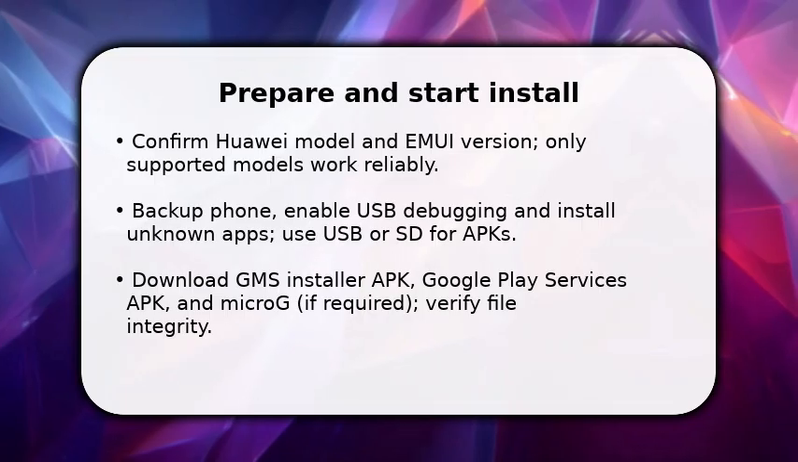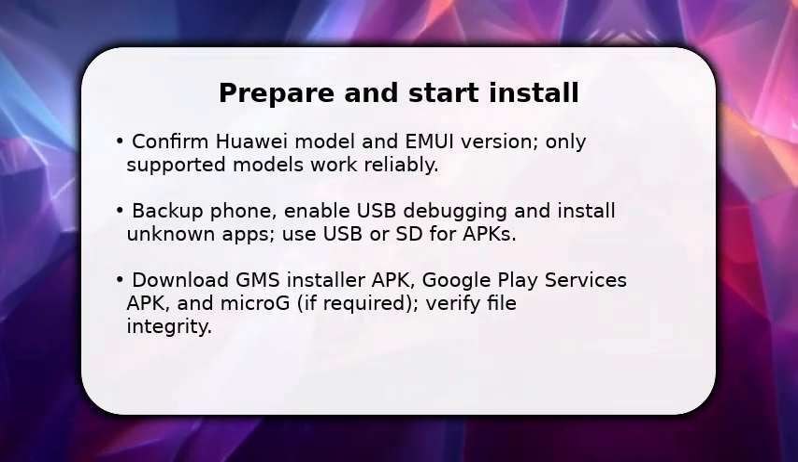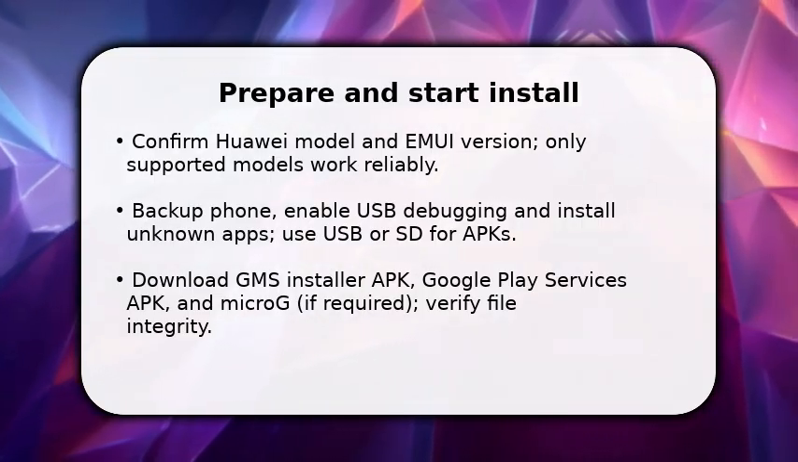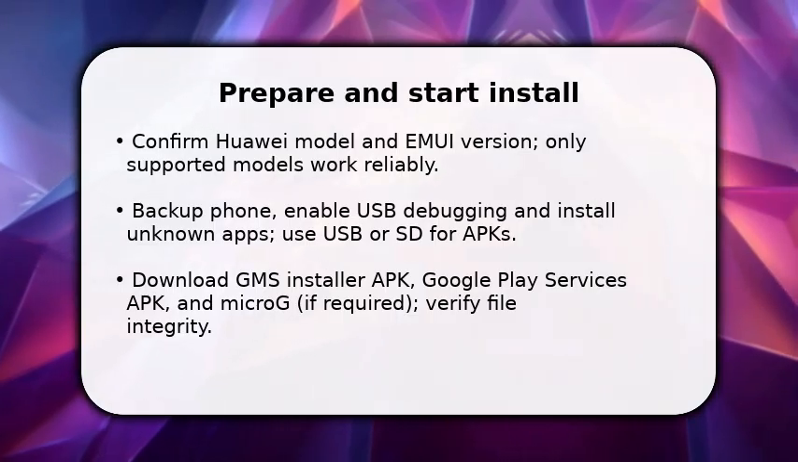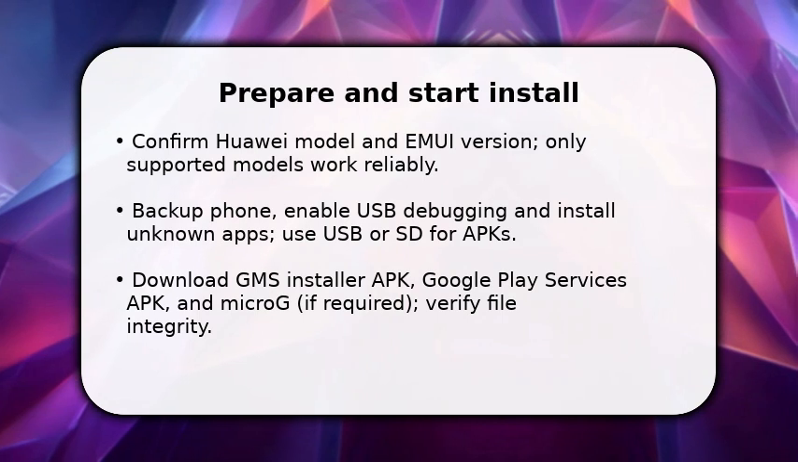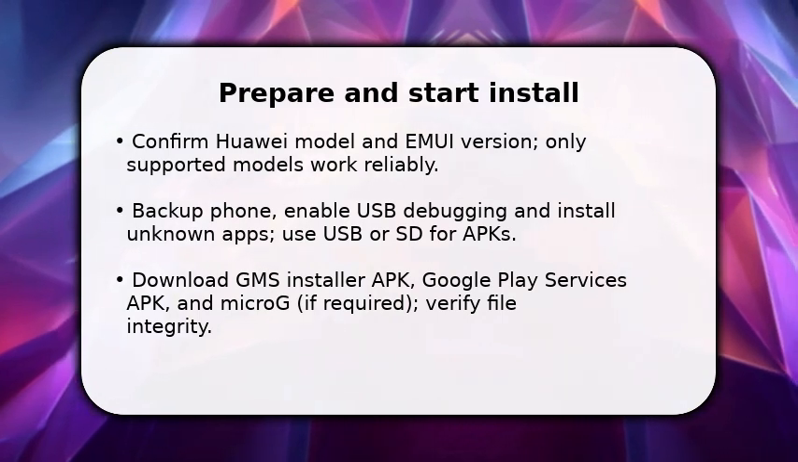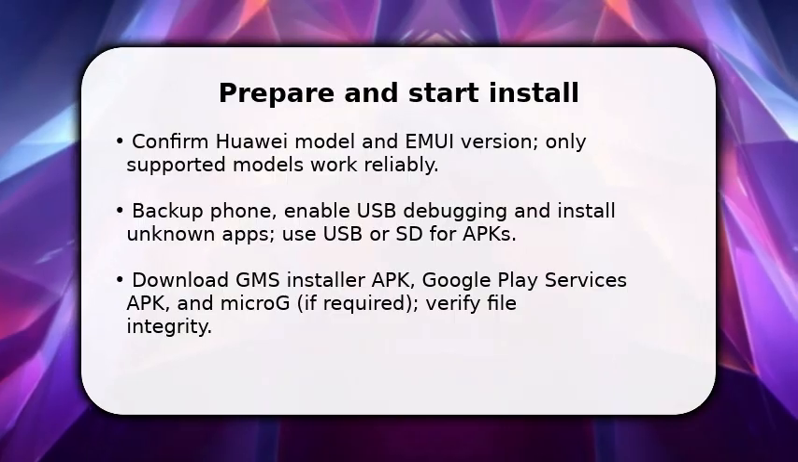Next, download 3 essentials to your device or SD card: a GMS installer, Google Play services, and a helper like microG if needed. Make sure file sizes and names match expected values, so you avoid corrupted installs or mismatched versions.